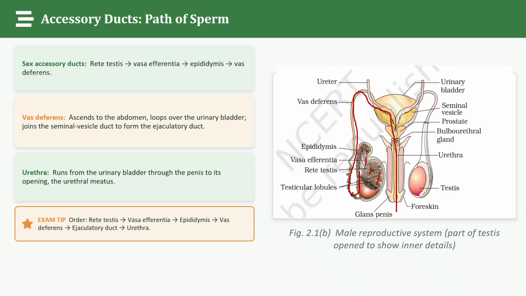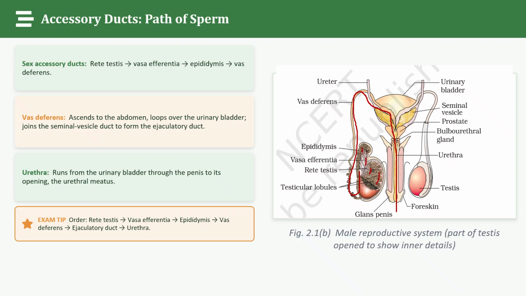So what is the function of all these things, children? Let's take the epididymis. It stores and matures the sperms. Next is the vas deferens. It transports the sperms. It is a tubular structure that helps in transportation of the sperms. The ejaculatory duct carries the sperm into the urethra, and the urethra carries semen outside the body.